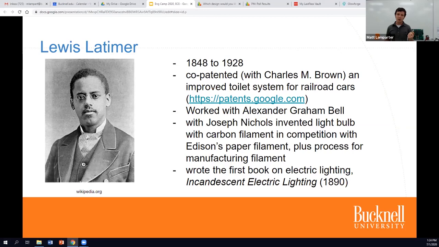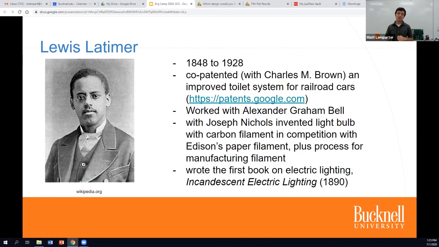He patented that along with this other gentleman, Joseph Nichols. He wrote one of the first books on incandescent lighting. So he was a pretty significant factor in contributing to the incandescent lighting that, again, helped revolutionize things. Prior to that, people were using gas lamps in their houses, which were dirty and hazardous. They emitted all kinds of soot. So that was another revolution thanks to ECE.